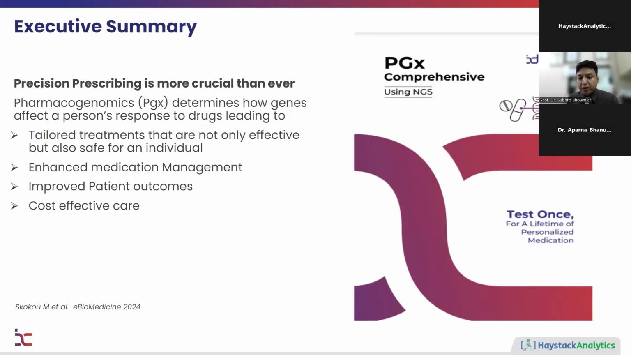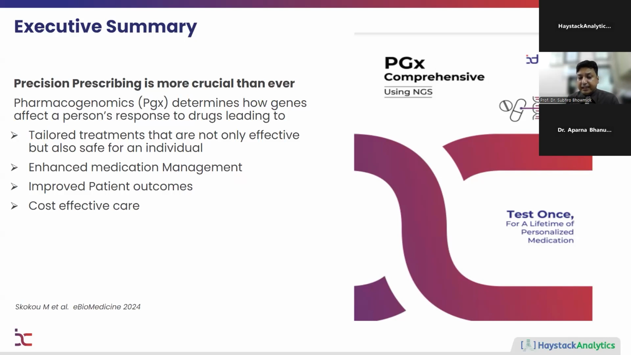And this branch of pharmacogenomics determines how genes affect a person's response to drugs. And in a country like India, which is 30 nations together, our Jammu and Kashmir is very different from Kerala. Our Bengal is very different from Rajasthan. Our Assam is very different from Maharashtra. We cannot go with the notion that one size fits all, because pharmacogenomic testing will help us tailor treatments which are not only effective but also safe for individuals.